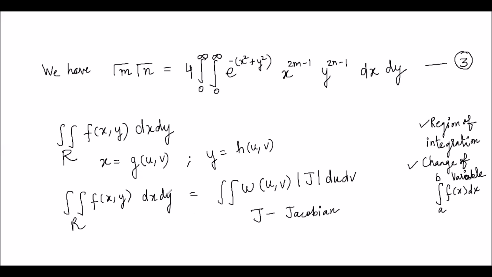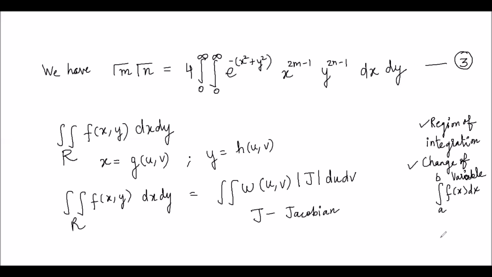So we will be evaluating the Jacobian with the help of these equations for x and y, and we will be putting in this Jacobian, finding the limits of u and v, and evaluating this double integral on the left hand side by converting it into the new set of variables u and v. We are changing the variables from xy to uv. But here, as I have mentioned, we will be solving the double integral present in the third equation by changing it into polar coordinates.